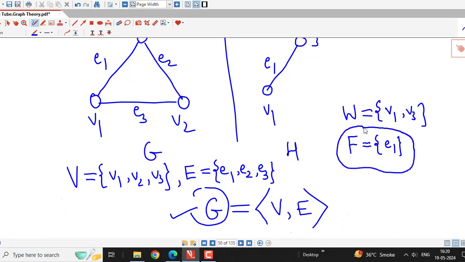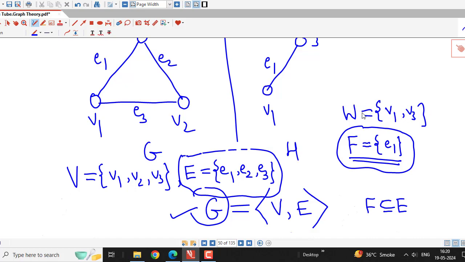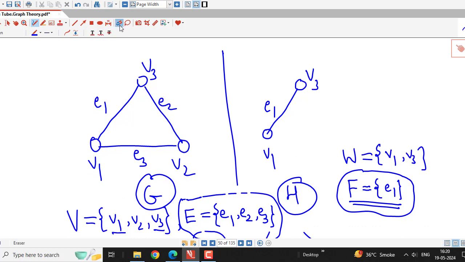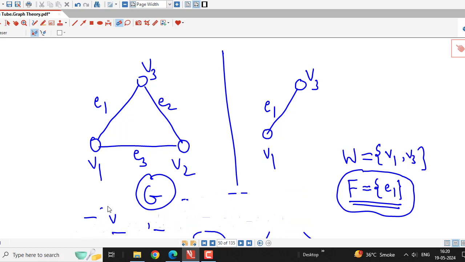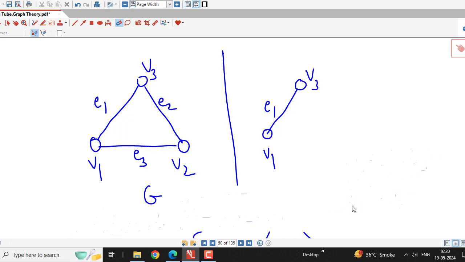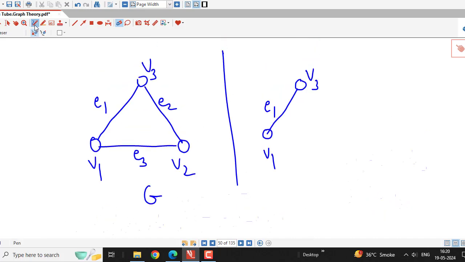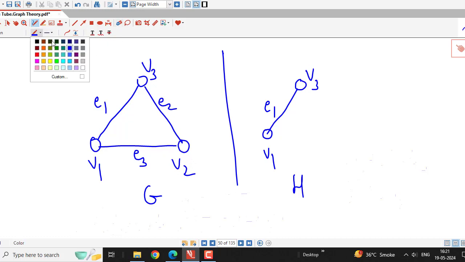Now we can observe that the edge set of H has E1 and that is a subset of the edge set of G, and similarly every element of W is present in the vertex set of G, therefore W is a subset of the vertex set of G, therefore capital H is a subgraph of capital G. So in this way we can understand the definition of subgraph, and now we can observe that if we want to write any subgraph of G, then we can find it by simply deleting vertices and or edges of graph G. Here I have constructed this subgraph capital H of G by deleting edges E3 and E2 and one vertex V2.